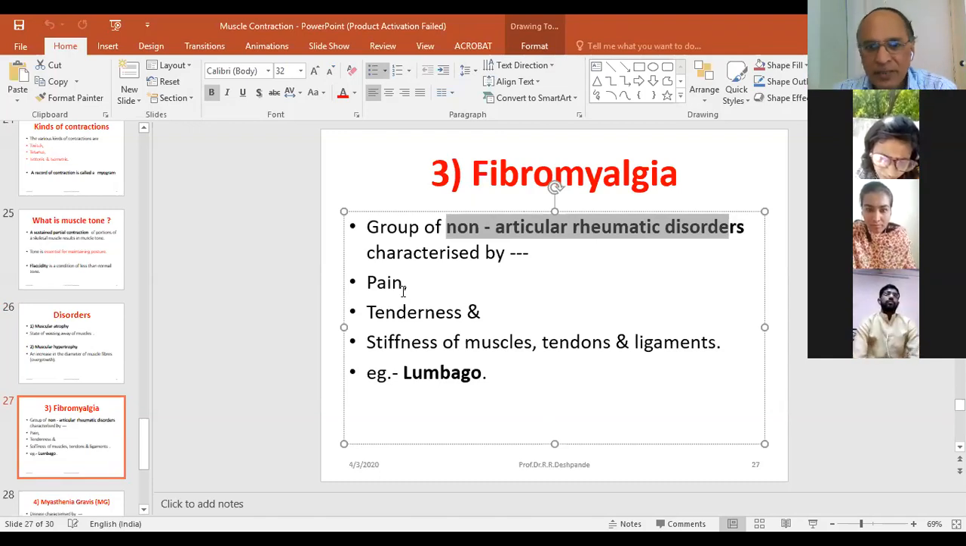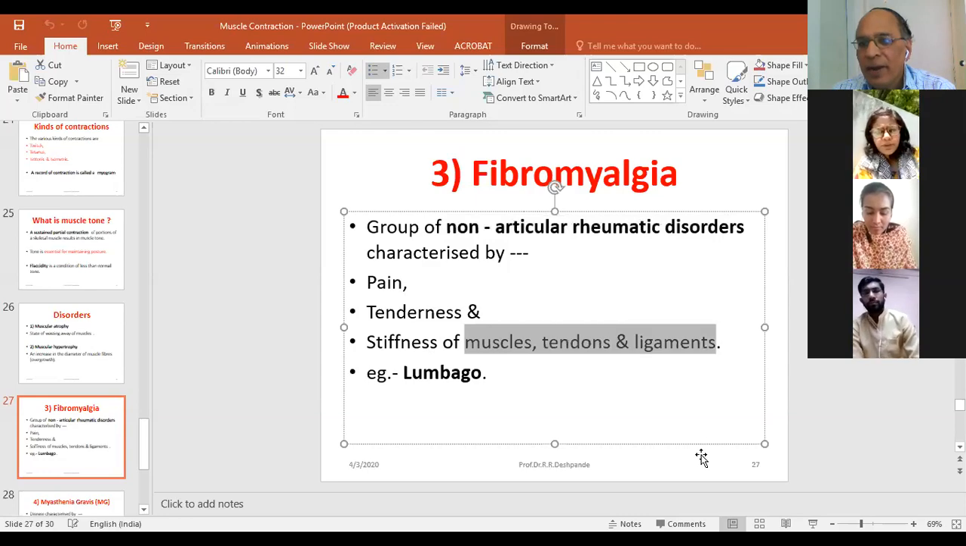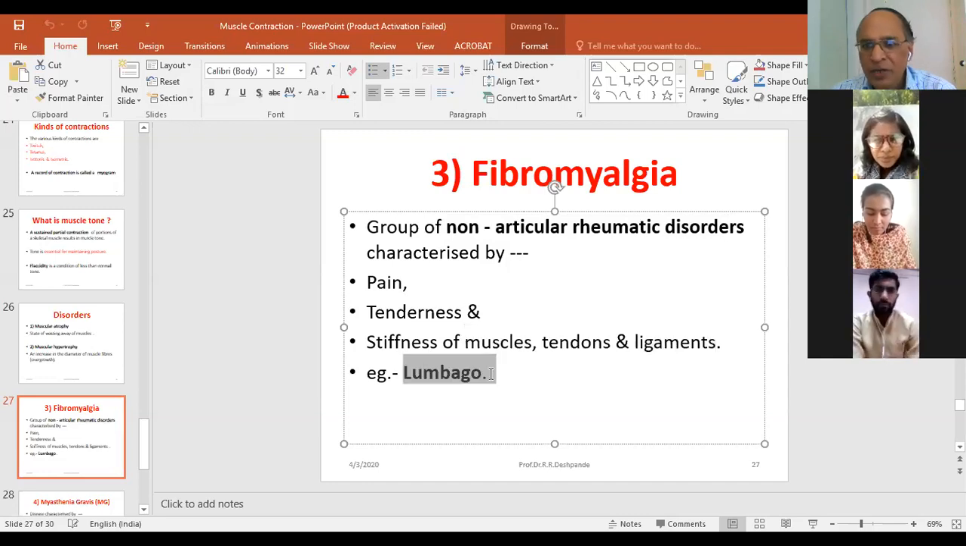Okay, what are the complaints? Pain, tenderness, stiffness. Pain, tenderness, stiffness of what? Muscles, tendons, and ligaments, all are involved. A common example is backache at the lower region, that is lumbago.